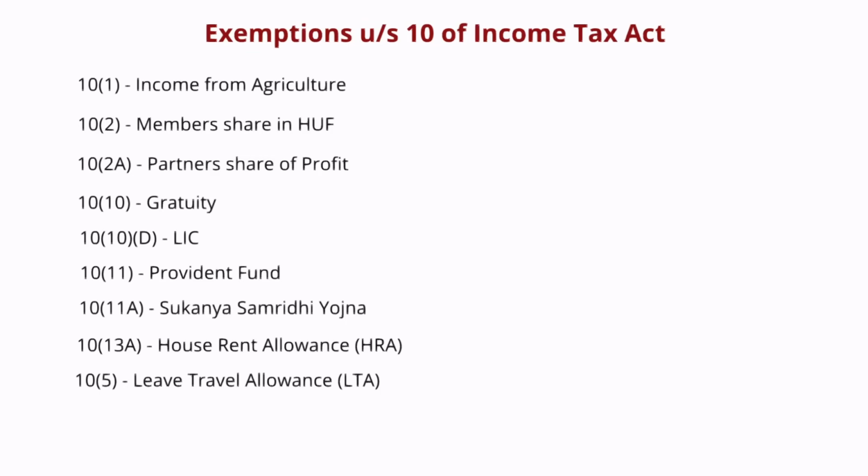HRA is an important allowance as a part of salary for most employees. It is an important allowance and can drastically reduce your taxable income. I'll take it up in detail on how to compute it and use it for tax planning in my exemptions video. LTA, children's allowance, and hostel allowance are also important allowances which are available under this section.